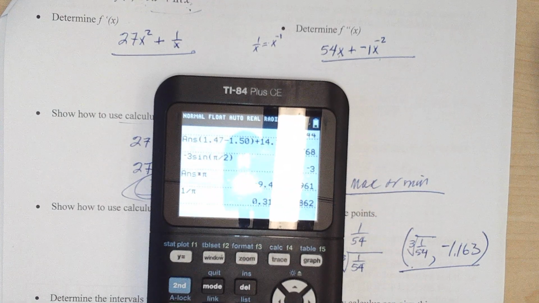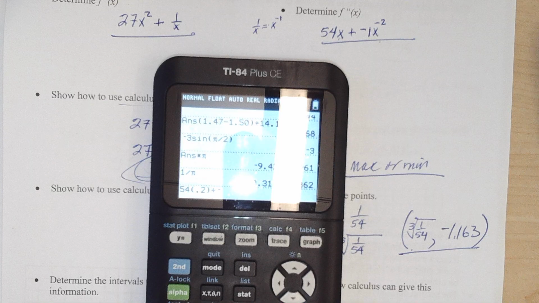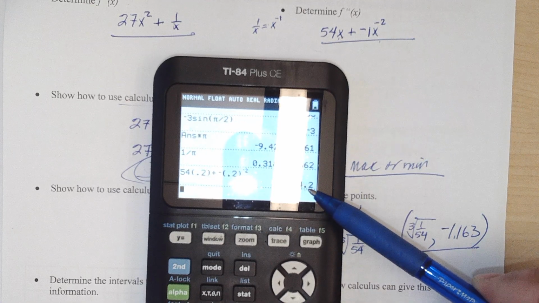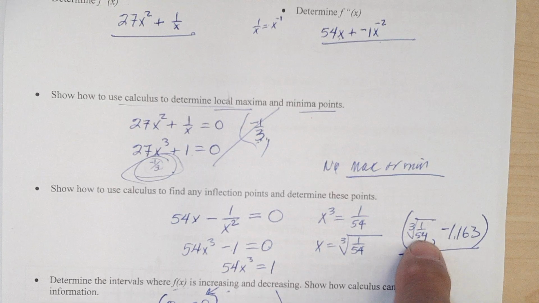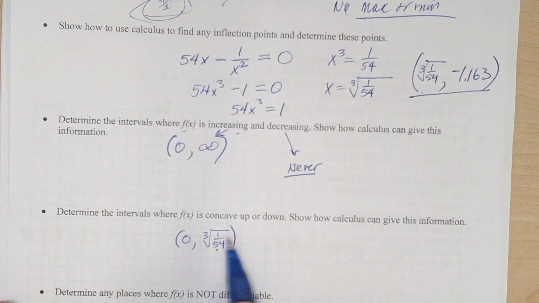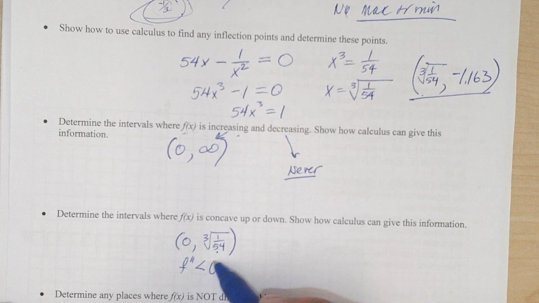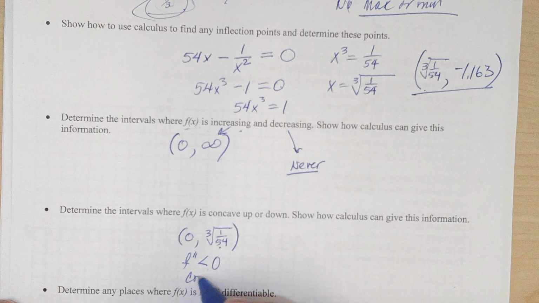So I'm going to go 54 times 0.2, close parenthesis, plus a negative parenthesis 0.2 to the negative 2, and that's negative. So between 0 and there, the f double prime is less than 0. It's negative, so it's concave down.